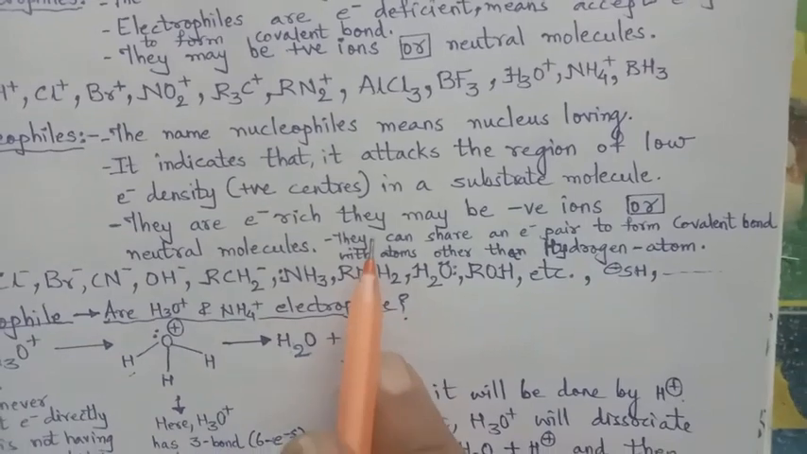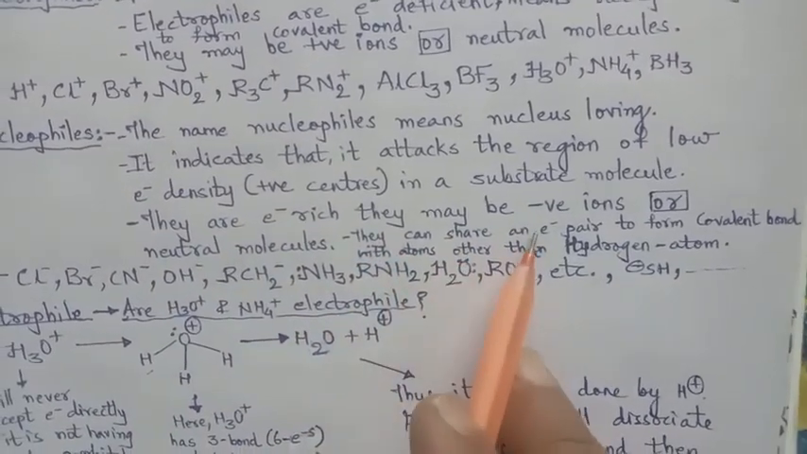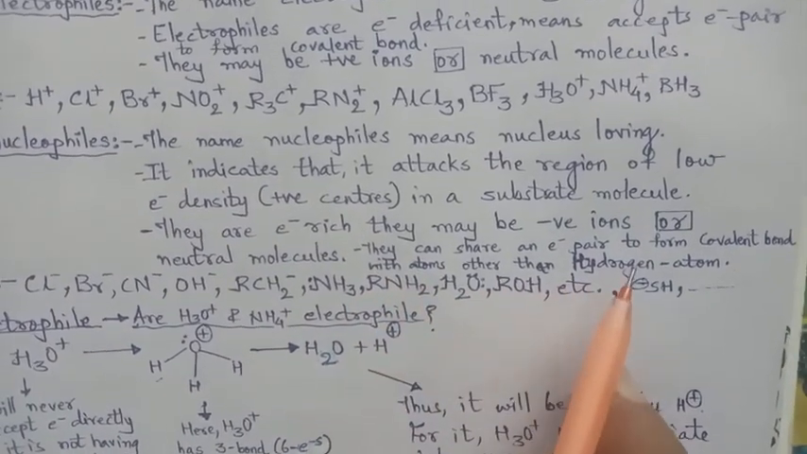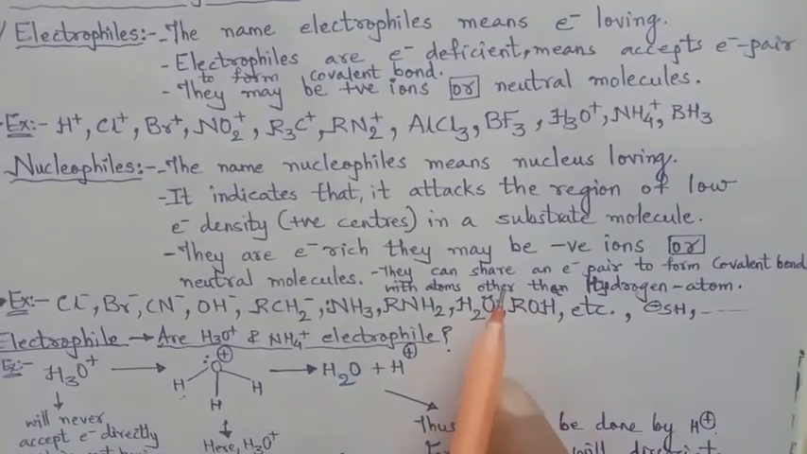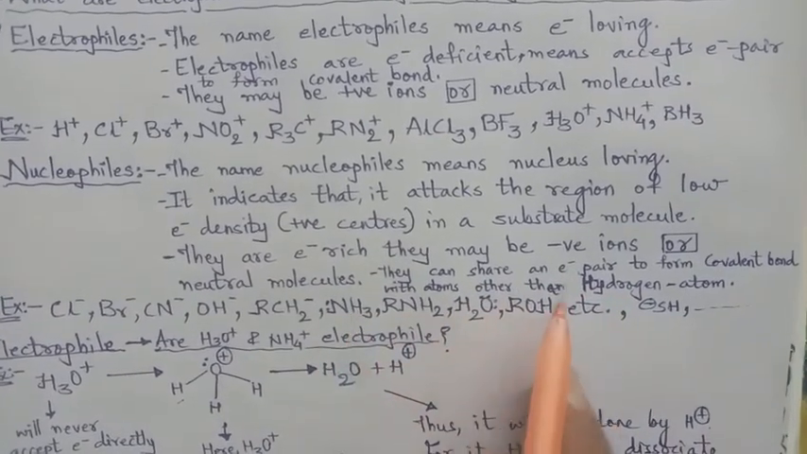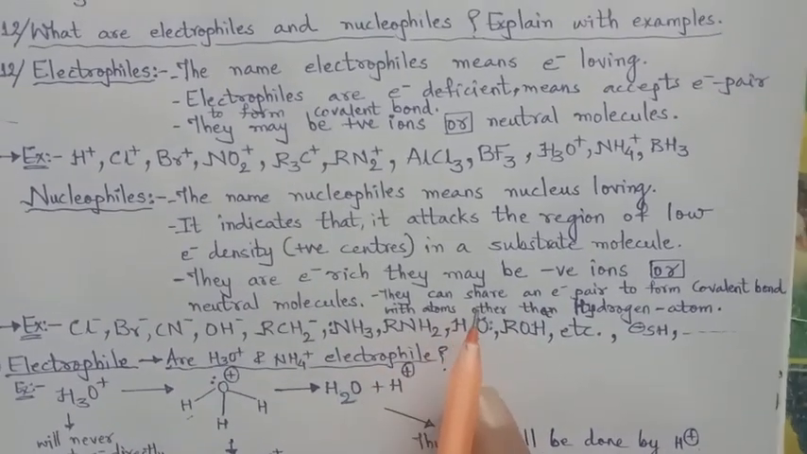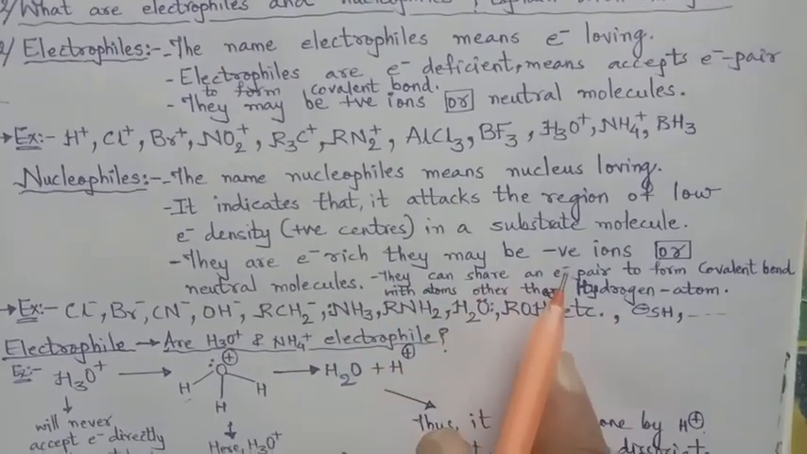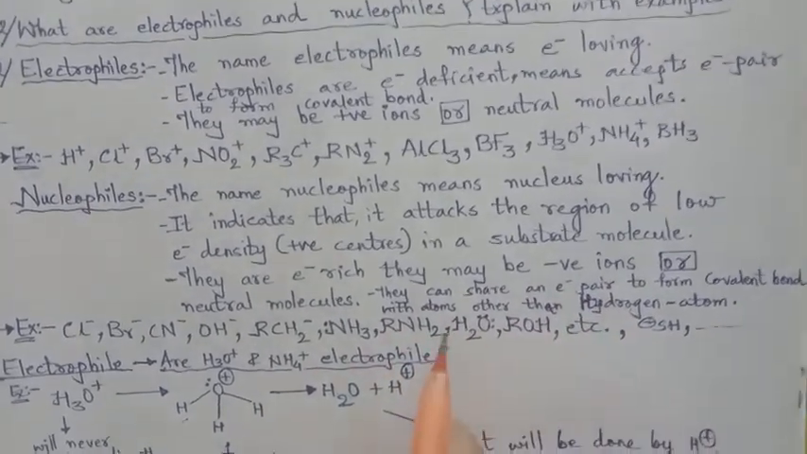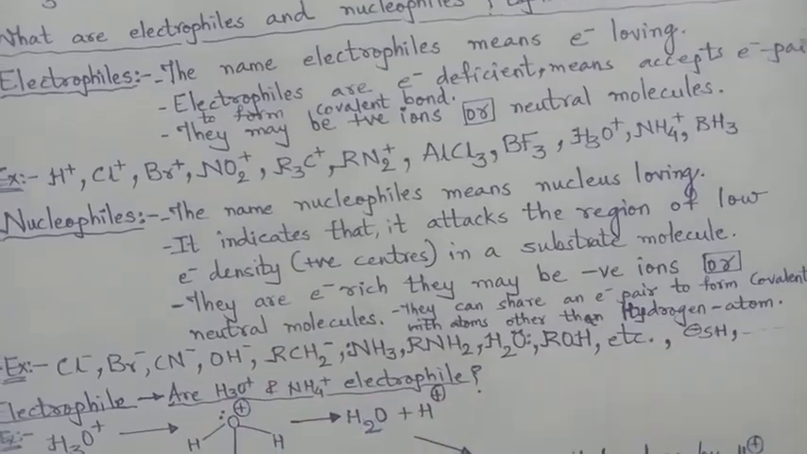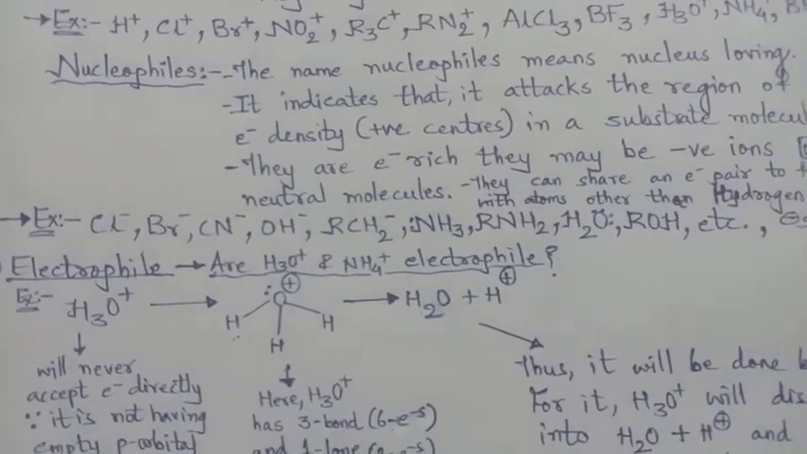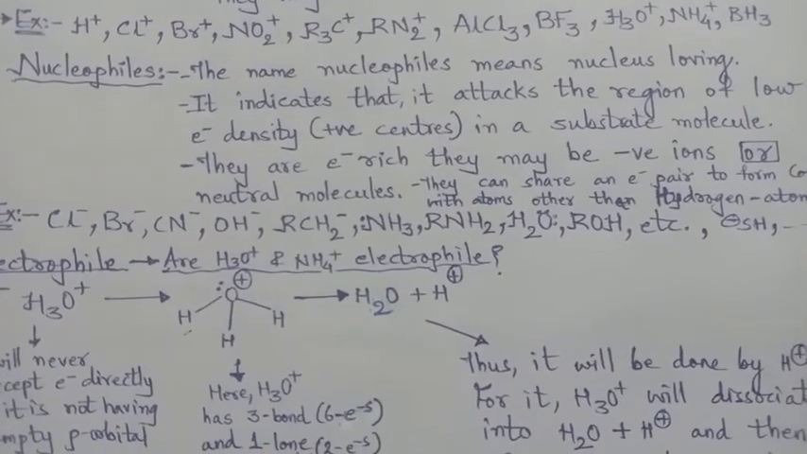Please remember this thing. Nucleophiles can share an electron pair to form a covalent bond with atoms other than hydrogen atom. That means if nucleophiles are sharing an electron pair with hydrogen, then they are not nucleophilic species. But if the electron pair is shared with atoms other than hydrogen for formation of a covalent bond, then they are the nucleophiles. So here are the examples: Cl minus, Br minus, CN minus, H2O, ROH, SH minus.